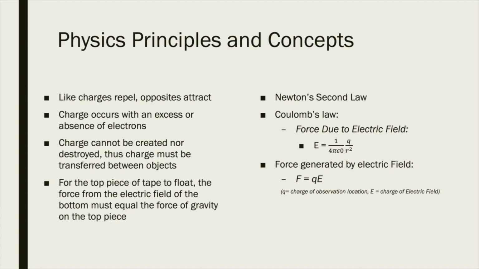And then some specific concepts followed. We had Newton's second law. We used Coulomb's law, which you see the equation for the electric field, which is E equals the constant, which is 9 times 10 to the 9th, times Q over r squared. And then the force generated by an electric field, which is Q times E, Q being the charge at an observation location, E being the electric field. And of course, the units for the electric field are newtons per coulomb, and for the force, it's newtons.